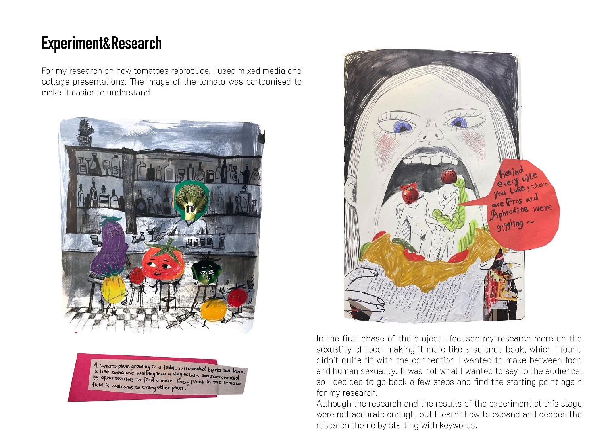In the first phase of the project, I focused my research more on the sexuality of food, making it more like a science book, which I found didn't quite fit with the connection I wanted to make between food and human sexuality. It was not what I wanted to say to the audience, so I decided to go back a few steps and find the starting point again for my research. Although the research and the result of the experiment at this stage were not accurate enough, I learned how to expand and deepen the research theme by starting with keywords.